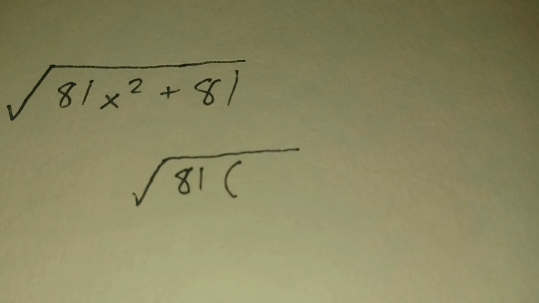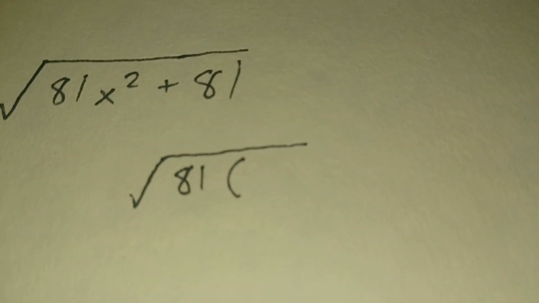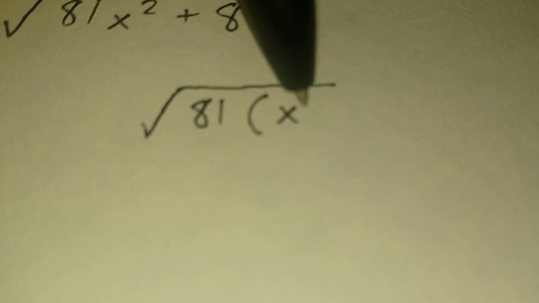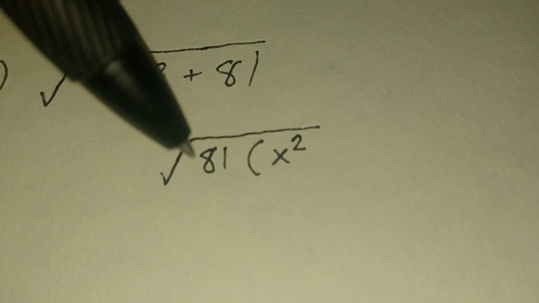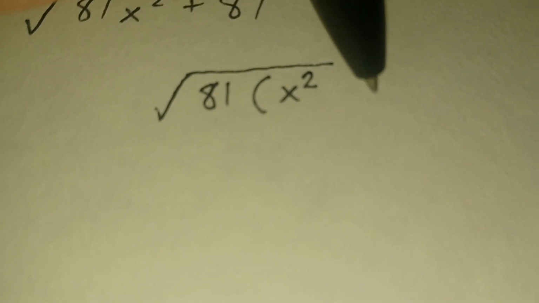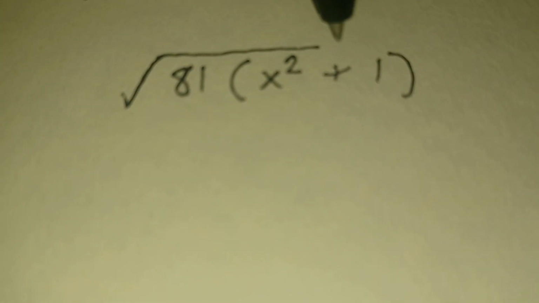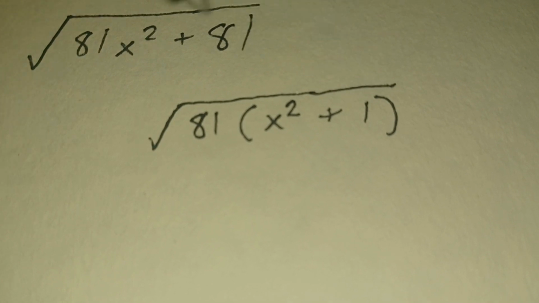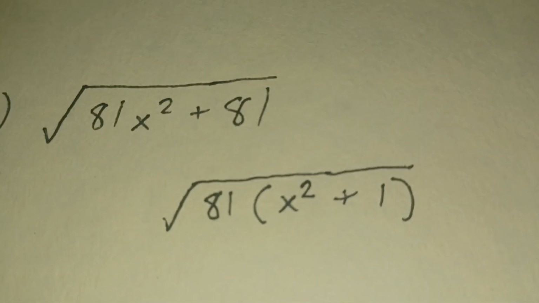parentheses. What times 81 is going to give us 81x squared? x squared, right? So x squared, just like that. So 81 times x squared is 81x squared, plus 1. Why? Because 81 times 1 gives us 81, right?